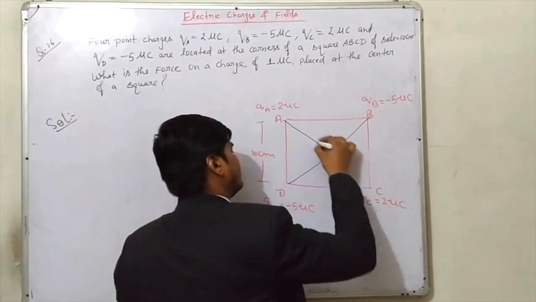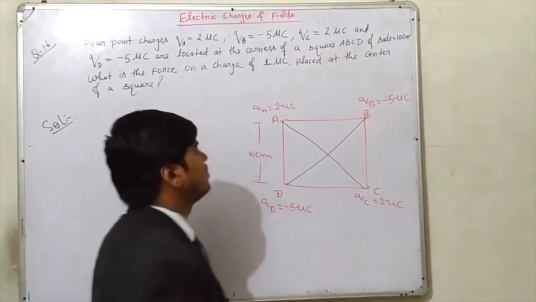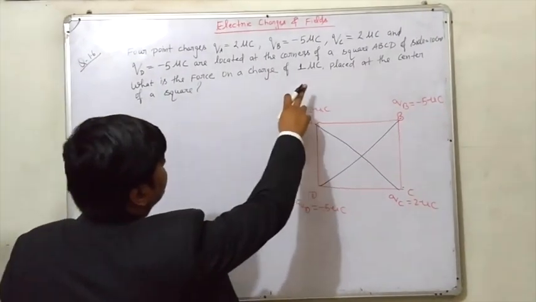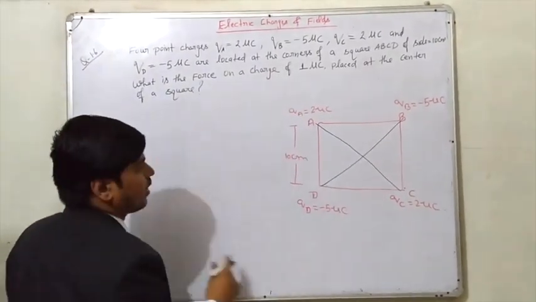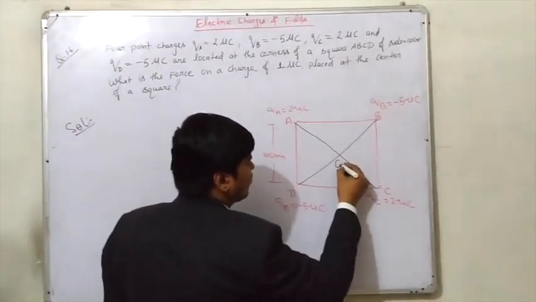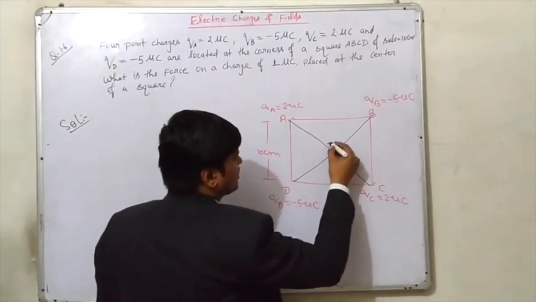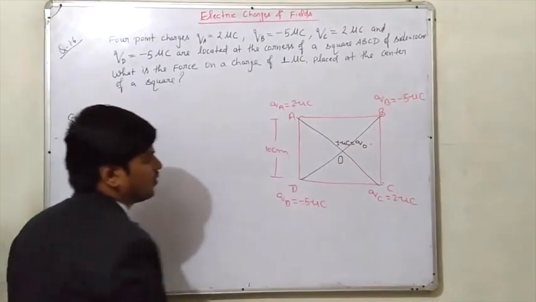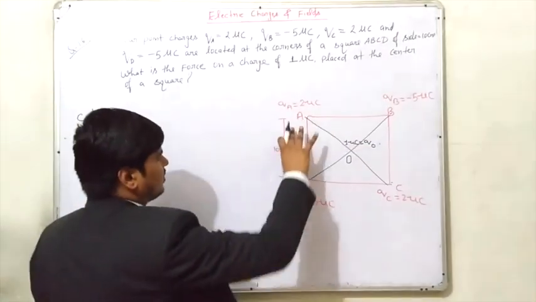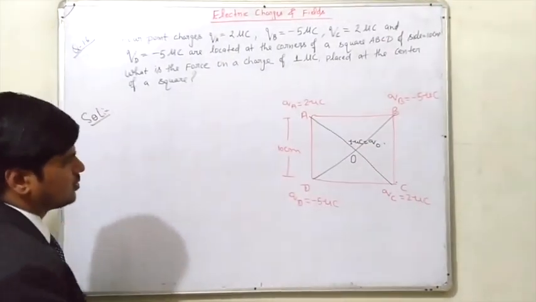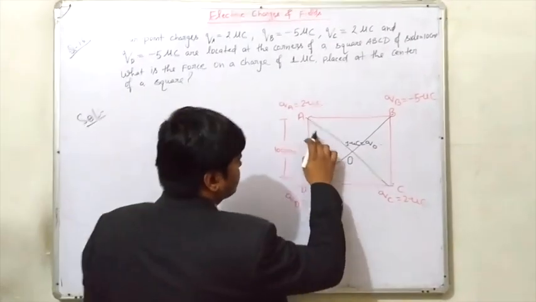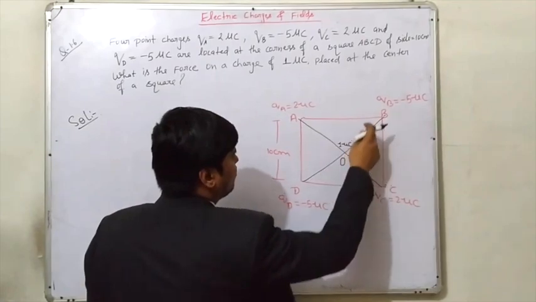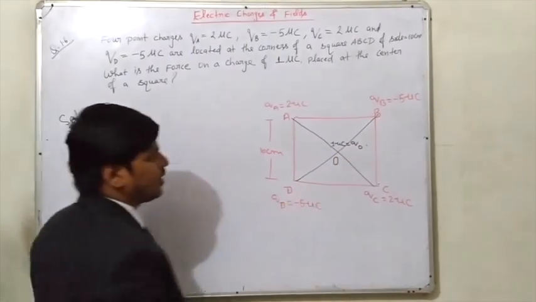Okay, now make the diagonals: this is diagonal 1, this is diagonal 2. The question tells that a charge of 1 microcoulomb is placed at the center of the square. This is the center of the square, mark point O, and put the charge 1 microcoulomb, it's Q naught. This side is 10 centimeter. Okay students, all the sides are equal. The values of OA, OB, OC and OD are equal.